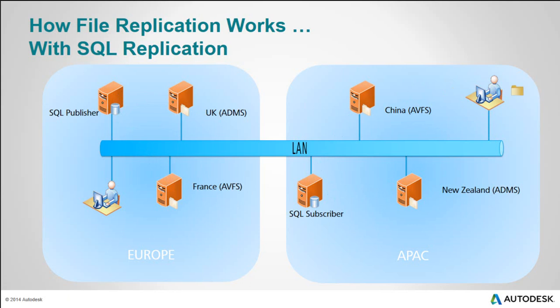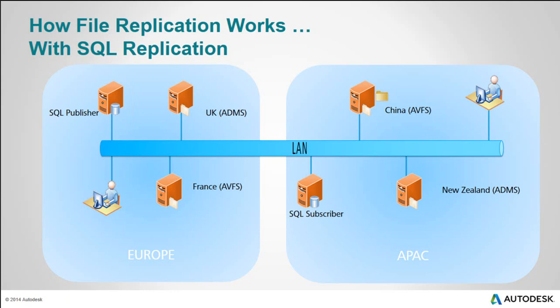A user in China checks a file into their local AVFS server. Once the file is located on the China AVFS, the database on the subscriber changes to reflect that the file is physically now located on that server. So using SQL merge replication, the fact that the file has been added to the vault, including all the other information that's been indexed when it was checked in, is synchronized to the publisher. So now the European user logged into the UK ADMS can see the file in the vault.